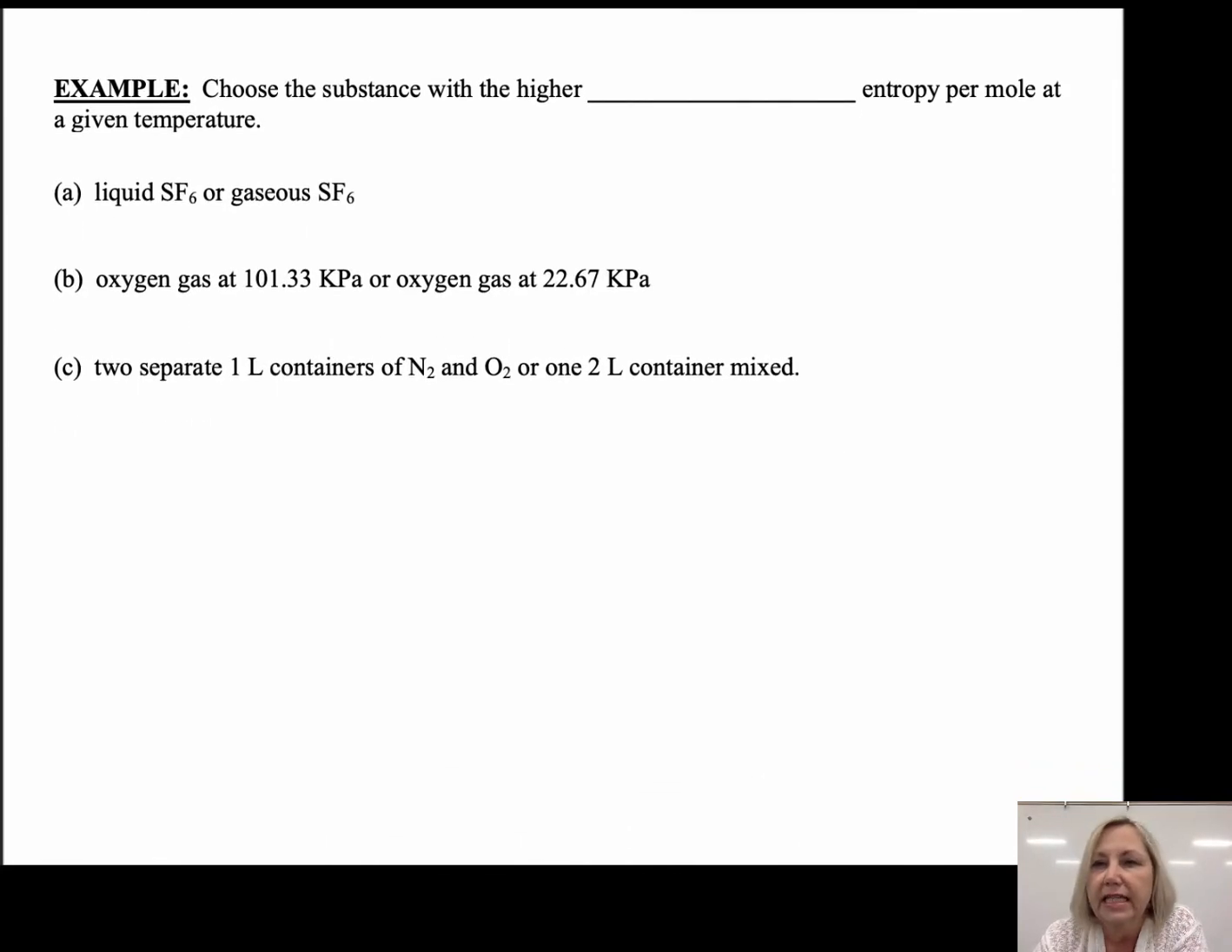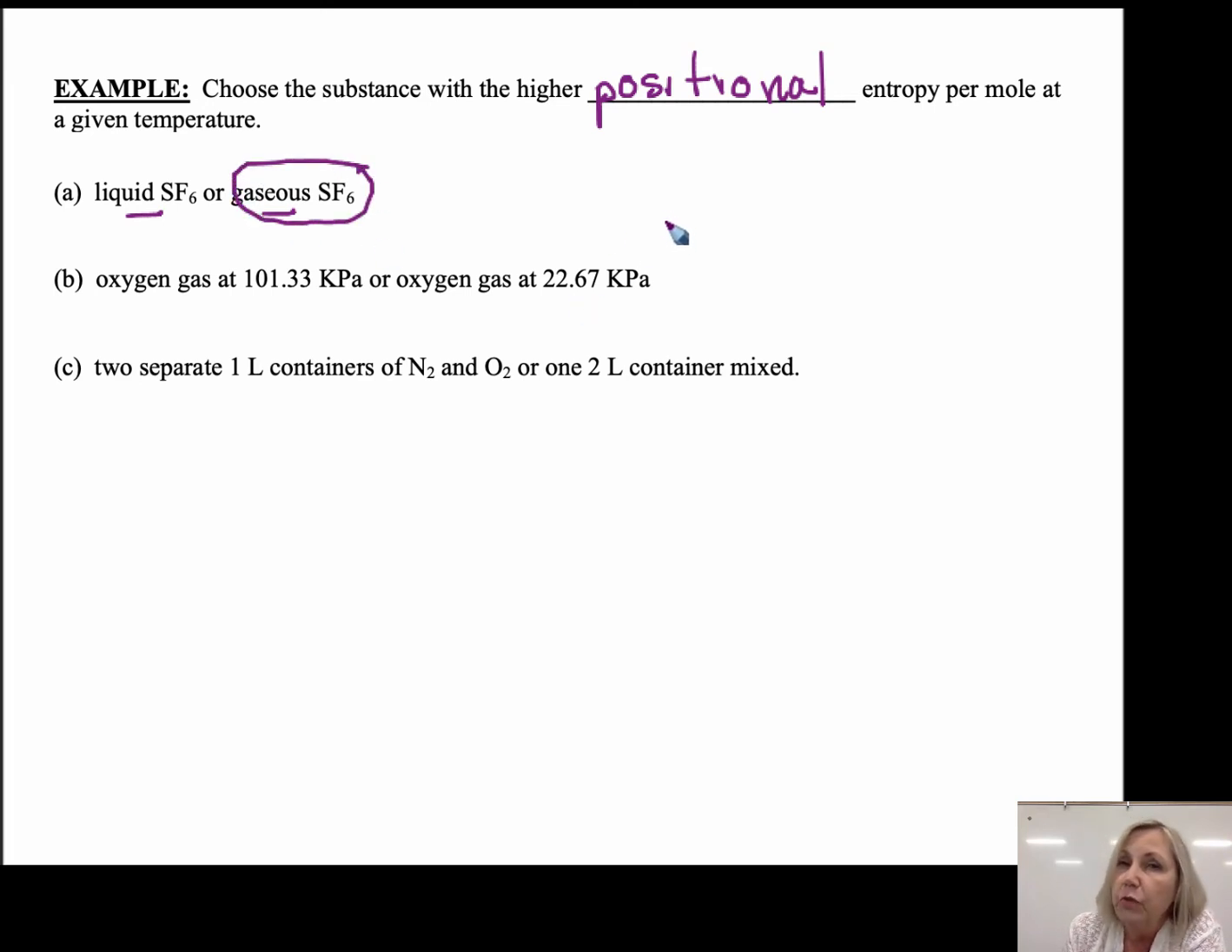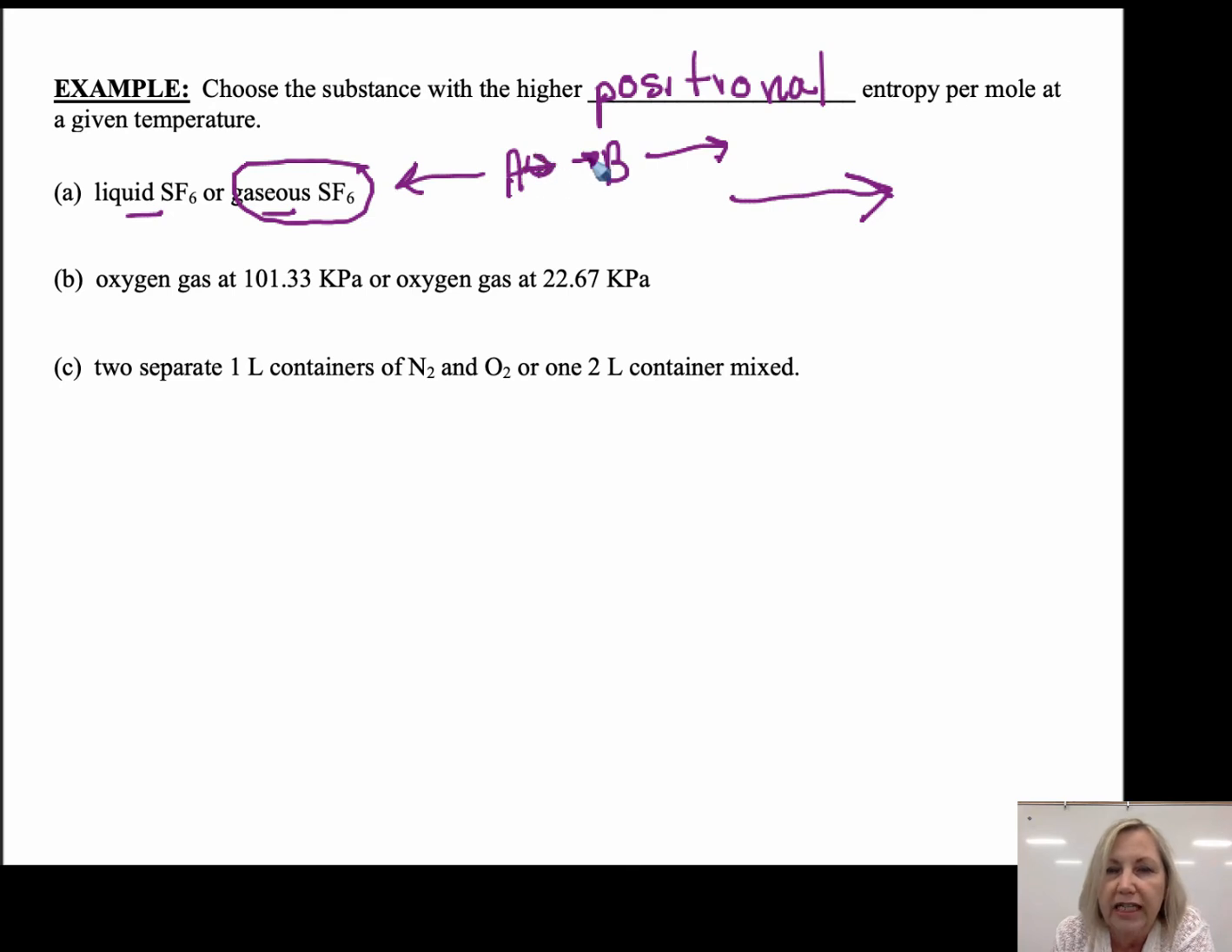Now let's take a look at this. Let's choose the substance with the higher positional entropy per mole. Okay, if it's a liquid compared to a gas, hands down the gas is going to win. Okay, especially much more vibrational and translational. Translate means to move through space. Vibrate is when you have two atoms and they can vibrate back and forth. You can think of the bond as a spring, and they can stretch out or they can push in. That would be a very simplistic look. The bigger the molecule, the more possibilities of that movement.